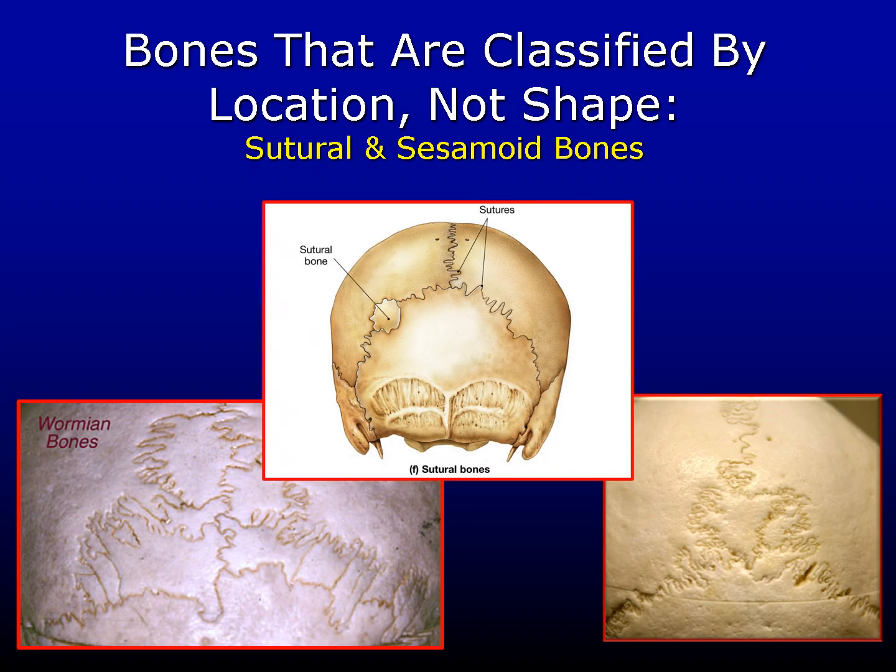Some bones are not classified by shape, but instead are classified based on their location. For example, sutural or wormian bones are found within the sutures of some cranial bones. There is a lot of individual variation in these bones. Some people don't have any and others can have 1, 2, 3, or more. There is no clinical significance to the number or presence or absence of sutural bones. Instead, it is related to how these bones develop.